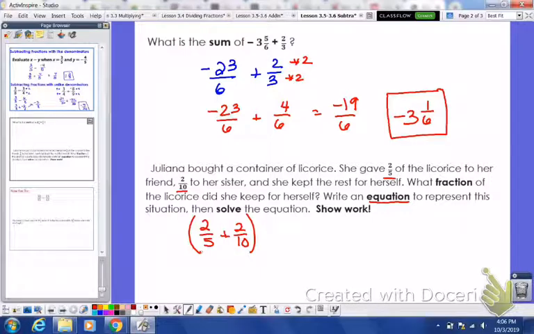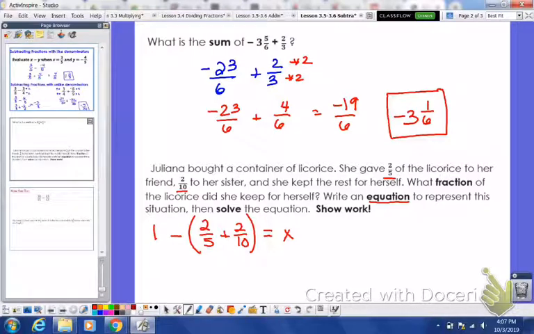Now she kept the rest for herself, so how much did she keep for herself? Well, if I took away, meaning subtract, 2/5 and 2/10 from the whole, we represent our whole with a 1. So whole container, she gave away 2/5, she gave away 2/10. Now I want it to be an equation, so equals, and we're going to go with good old x. There's our equation. Now we have to solve it.